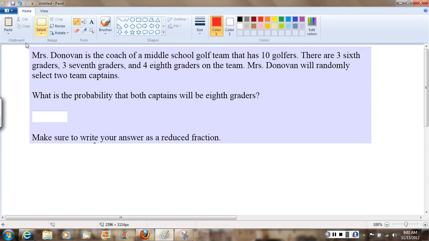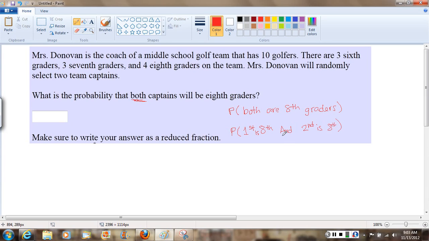So we see that word both, so we're thinking about an and probability. So let's start writing things out. The probability that both are 8th graders, just write it that way, probably both are 8th graders. We can think about it as the probability that the first one chosen is an 8th grader, so the first is an 8th grader, and the second is an 8th grader.